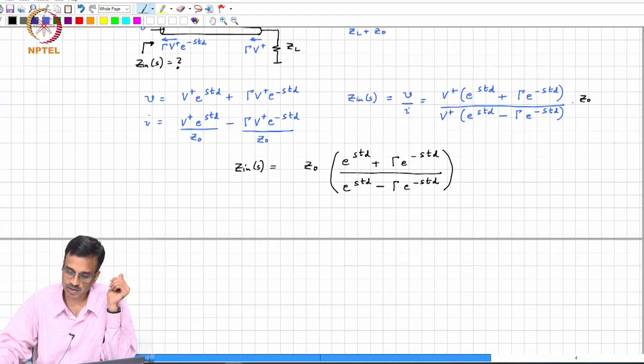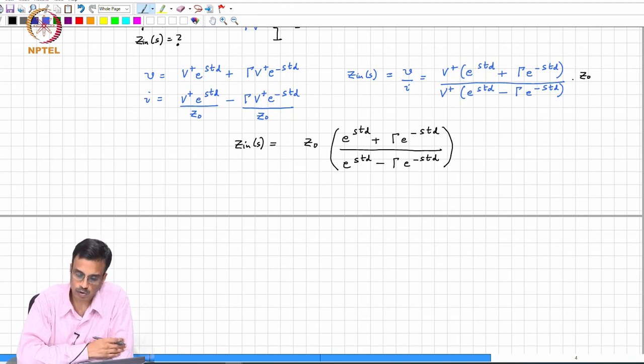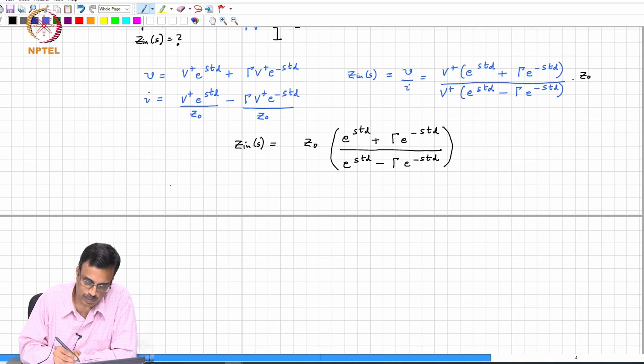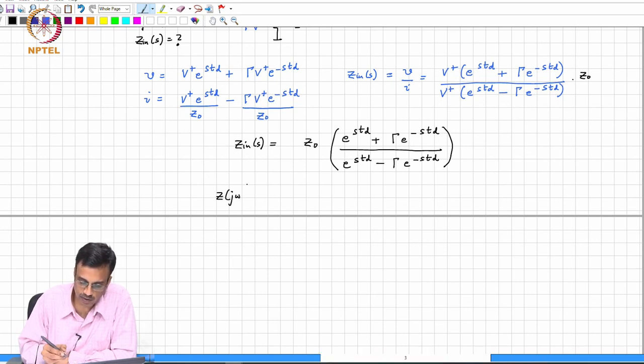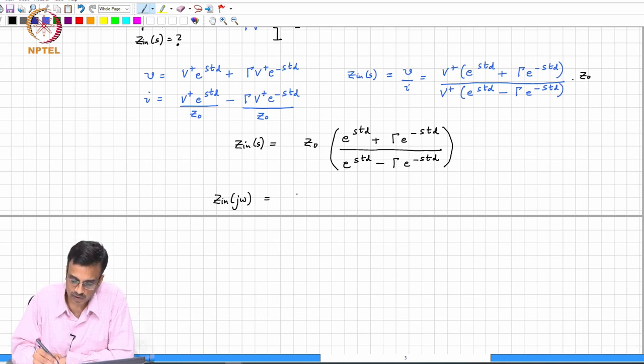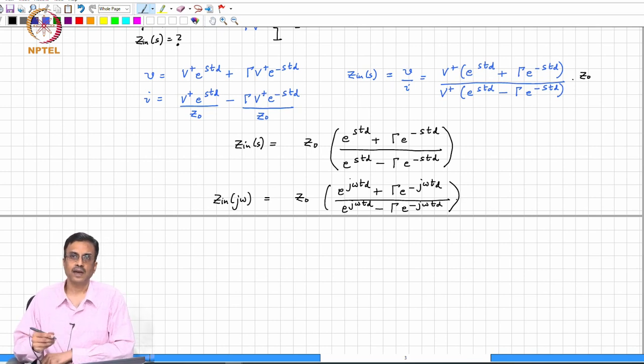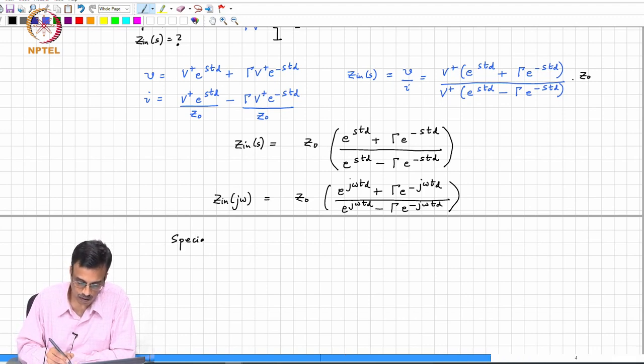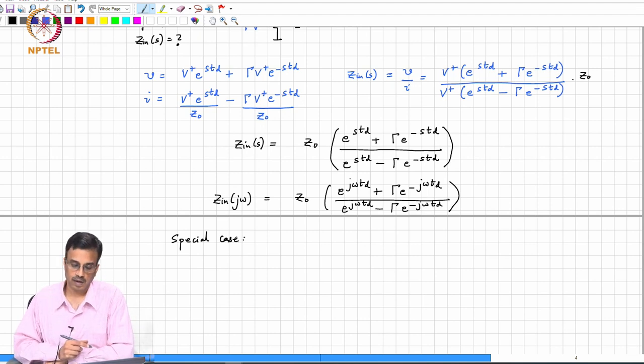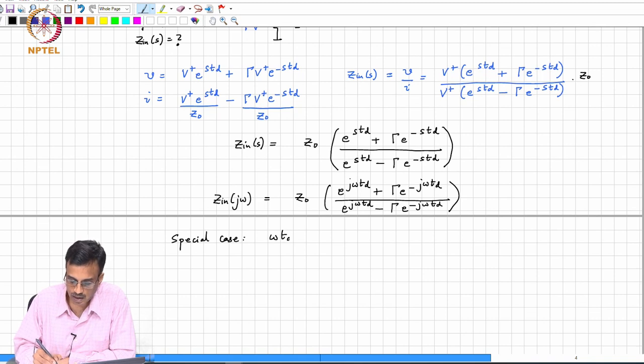And with that, we get this expression. Now, let us take a look at this expression, not only to get familiar with it, but also for a useful practical case. Remember that when you are doing the sinusoidal steady state, all these become s equal to j omega. So this is nothing but Z naught times (e to the j omega td plus gamma e to the minus j omega td) divided by (e to the j omega td minus gamma e to the minus j omega td). A special case occurs when omega td is pi by 2.